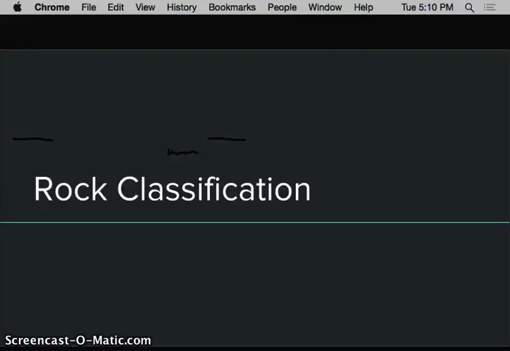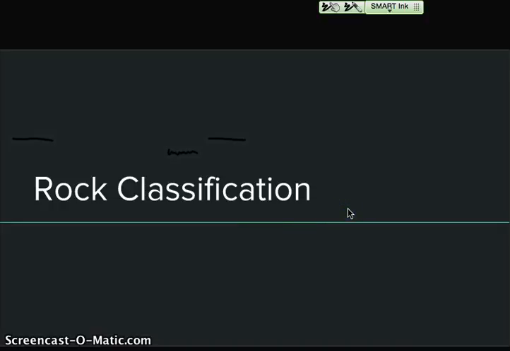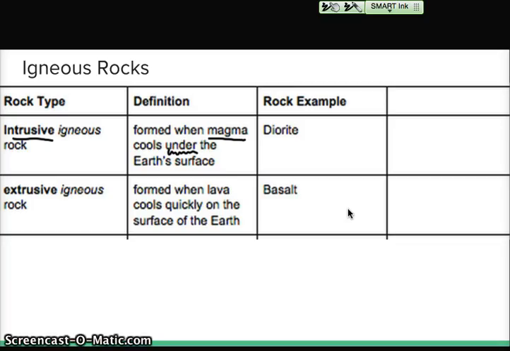All right, so we've talked a little bit about the rock cycle. Now I'm going to get into the different kinds of rocks that we will learn about in eighth grade earth science. So the first kind is our igneous rocks. Students, there are two different kinds.